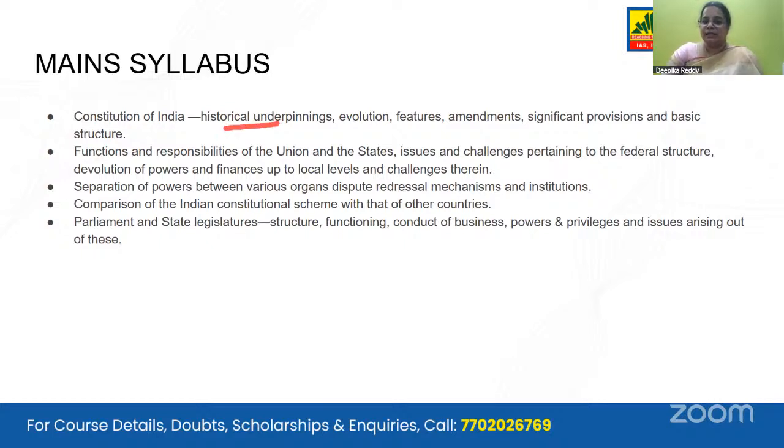Historical underpinnings is nothing but British-made laws in India, followed by the framing of the Constitution of India. There have been questions on who was the temporary president of the Constituent Assembly, on the committees of the Constituent Assembly, the drafting committee, Constitution Day, and so on and so forth. Features is where we cover all the concepts. For example, we say India has a mix of integrated and independent judiciary. You need to know what is integrated and what is independent judiciary.